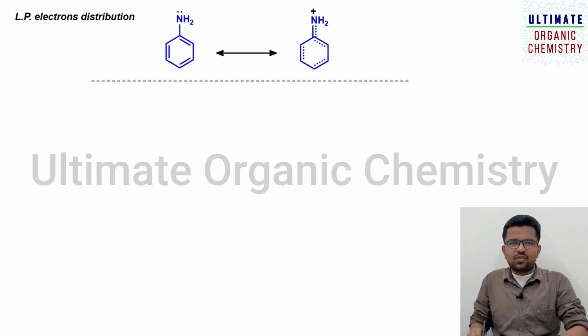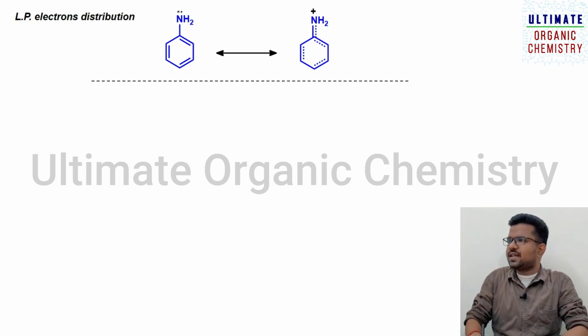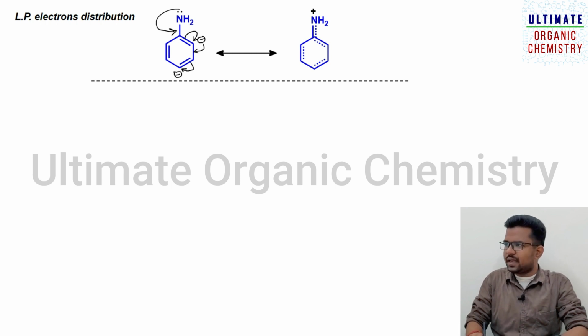First, let us discuss the lone pair electron distribution of aniline. If you check this compound, nitrogen has lone pair of electron and it will try to give its electrons towards benzene ring. As a result, this pi electron will move towards ortho position. You will get a negative charge here, and this negative charge comes between these two carbon atoms, means this pi electron will move towards para position and you will get negative charge here, and this negative charge comes between these two carbon atoms, means this pi bond will move towards ortho position and you will get a negative charge.